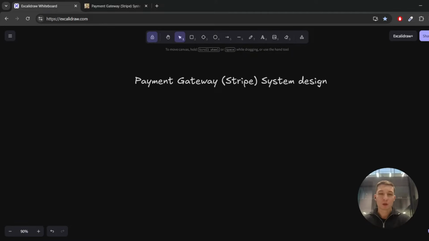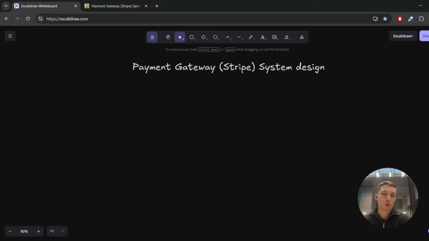Welcome everyone. Today we are going to do a system design solution for a problem called payment gateway, aka Stripe. I have already seen many solutions on the internet and I was not happy about them, mostly because all of them were missing some crucial details. Therefore, I created my own solution and I will present it today.